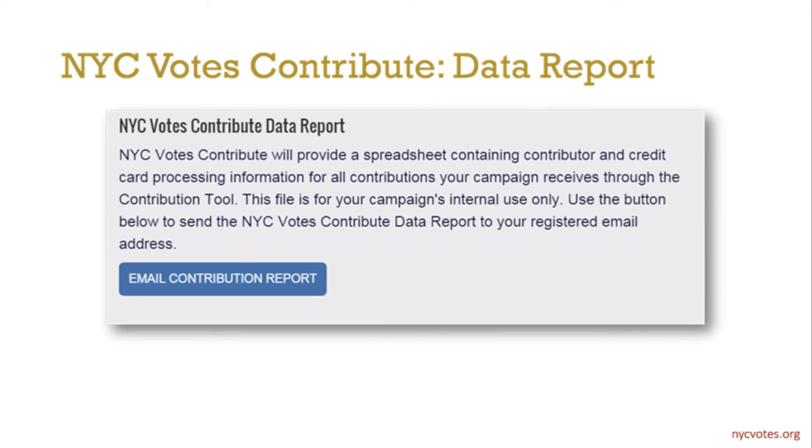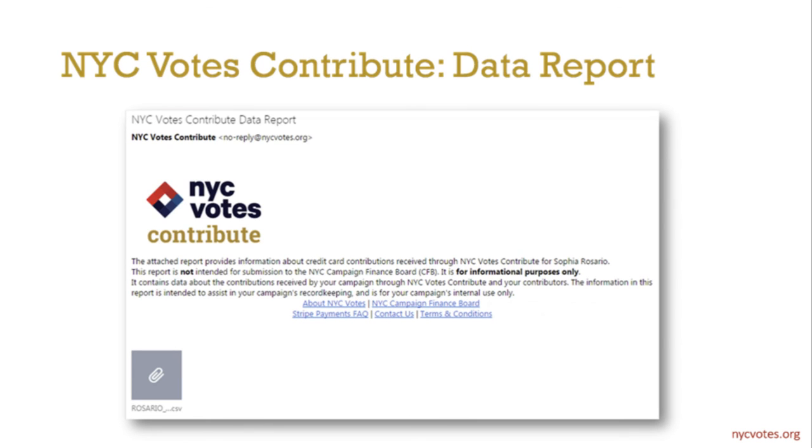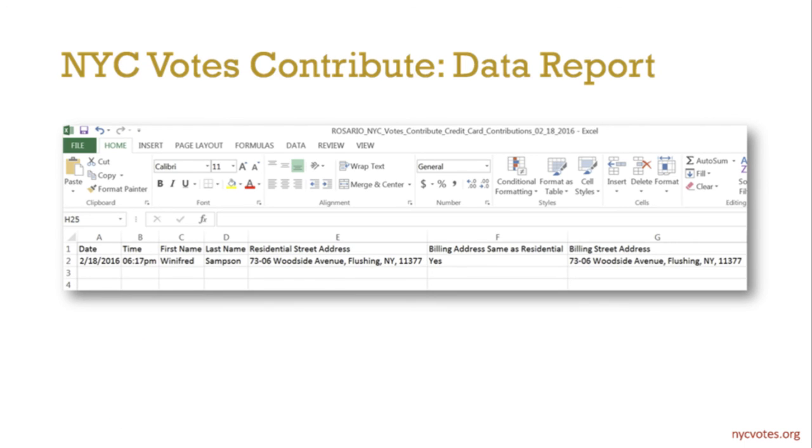For your campaign's internal use, if you wish to review a comprehensive, sortable spreadsheet of all contributions you have received via Contribute, you can email the NYC Votes Contribution Data Report to yourself. To find the report, go to the bottom of your NYC Votes account page and click Email Contribution Report. You will then receive this email containing an attached spreadsheet with your contribution data. This is a sample of what the spreadsheet looks like.